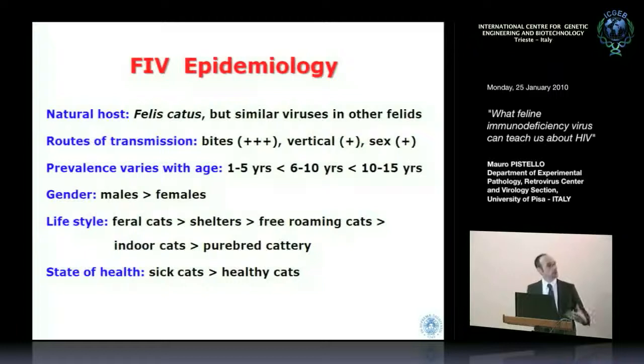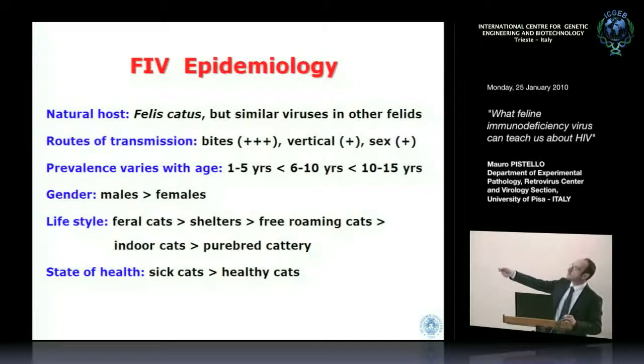Those viruses are mainly transmitted by bites. Animals transmit the virus mainly by biting each other during fights, but vertical transmission and sexual transmission have also been recognized. Again, in nature, biting is the most prevalent route of transmission. Indeed, you can find the virus in saliva and salivary glands as soon as 1 week after infection, and it's present at high titer.